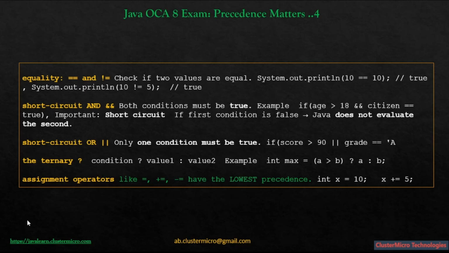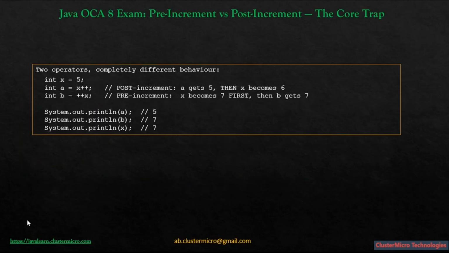Then we are going to discuss two operators which have completely different behavior, right? This is one of the most commonly tested topics in OCA. So let me be very clear about what these two operators do, because students mix them up constantly. Post-increment is x plus plus. The current value is used in the expression first. We have to remember that the current value is used in the expression first, then x is incremented.